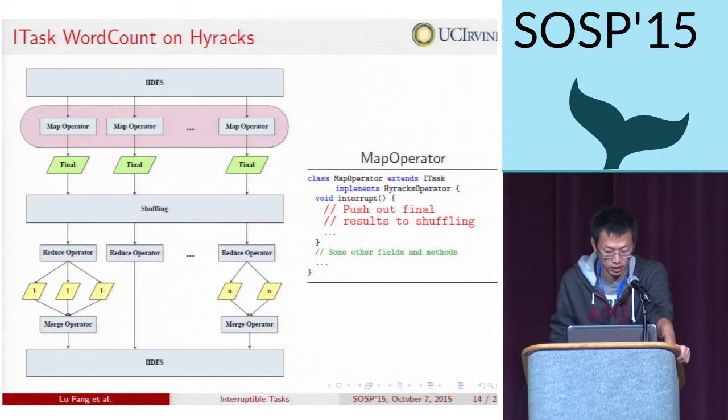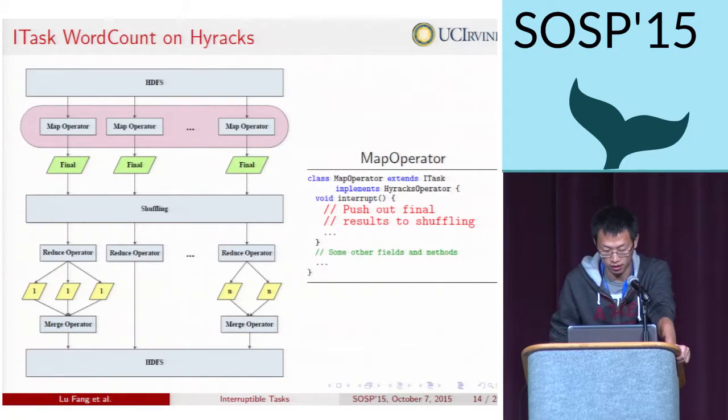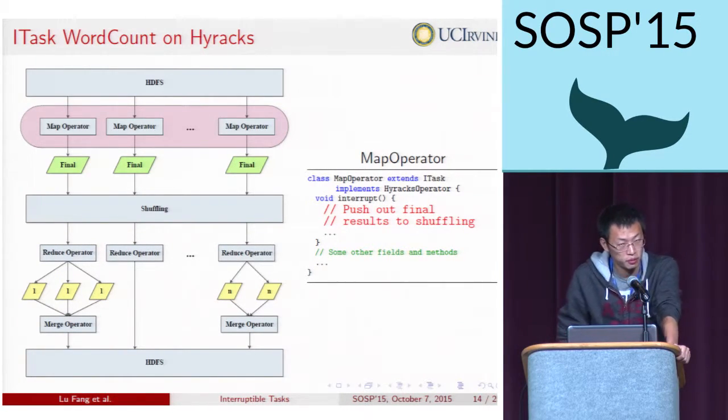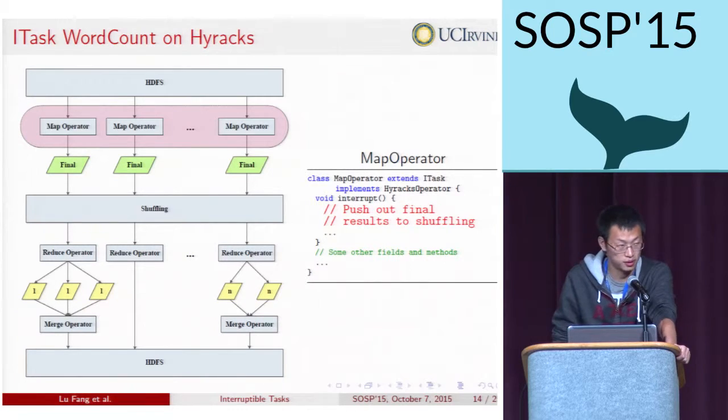In the original version without our ITask technique, there are only two operators, the map operator and the reduce operator. The map operator will take a chunk of input from the distributed file system, iterate over all the words, and update the corresponding count. When the job is done, it will output the results to the shuffling algorithm. The reduce operator will take the input from the shuffling algorithm and aggregate the counts for the words in the same hash bucket. When the job is finished, it will output the final result to the distributed file system.